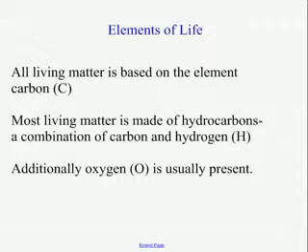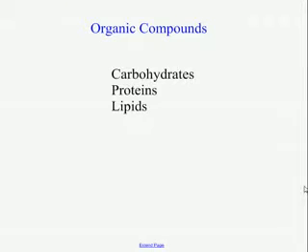And the other one we see all the time is oxygen, and they both form lots of easy bonds with each other, and there's lots of combinations. So basically, carbon, hydrogen, and oxygen would be the basis for the three types of macromolecules, and those are carbohydrates, which is a fancy way of saying sugars, proteins, and lipids.